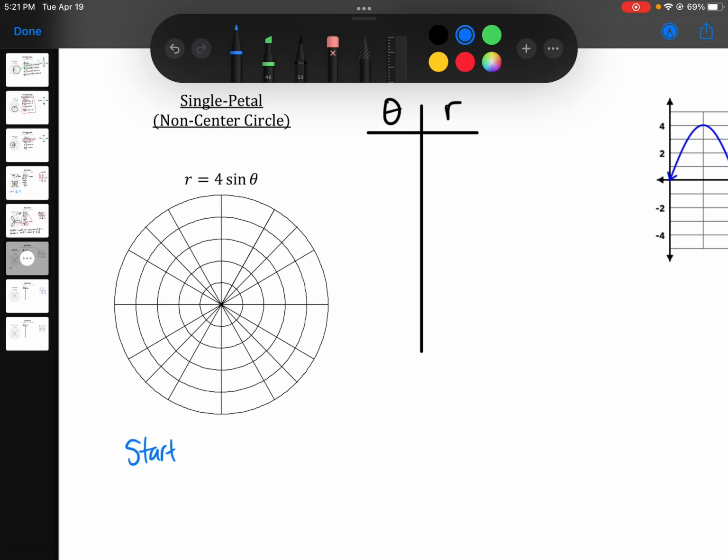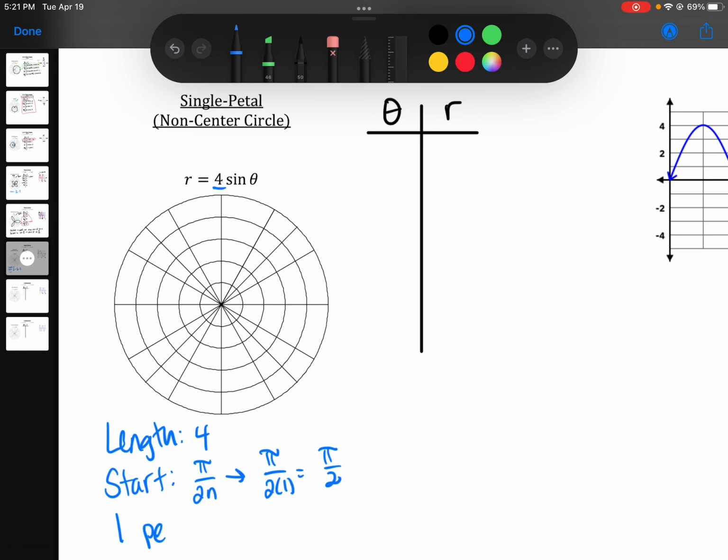So the petal length, let me actually start with that. The length of the petal, in this case, will be the 4. So I know I'm going to be going out 4. Because this is sine, we need to do our pi over 2n, which is just pi over 2 times our 1, which is pi over 2.